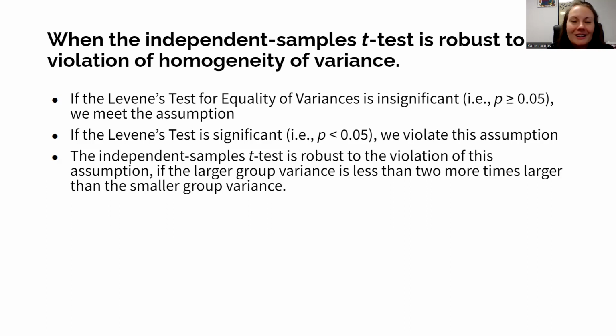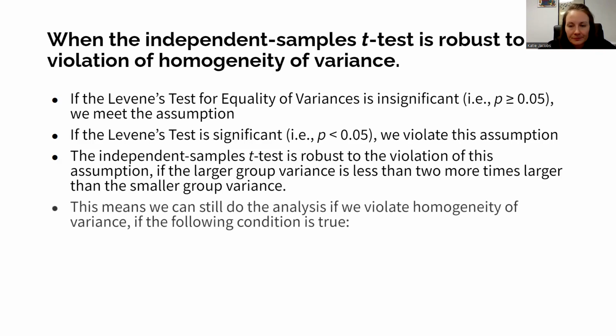That's really hard to say. Let me say that one more time. If the group with the bigger variance has a variance less than 2 times bigger than the smaller group variance, you can still do this anyway. You can still run this analysis.